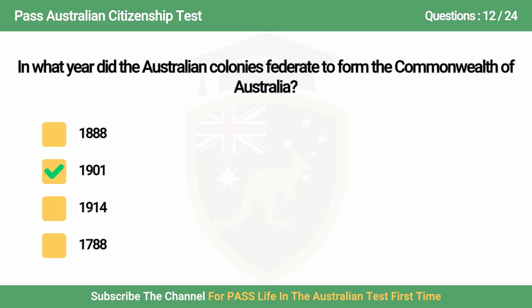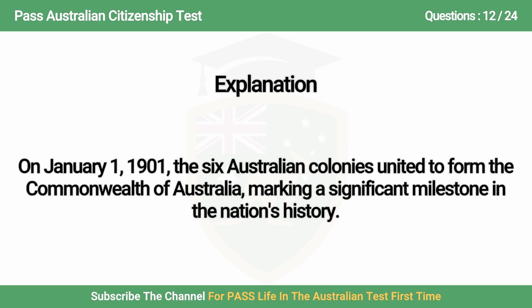Answer is B. 1901. On January 1, 1901, the six Australian colonies united to form the Commonwealth of Australia, marking a significant milestone in the nation's history.